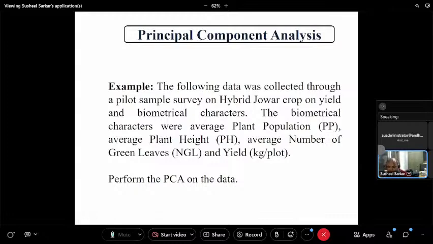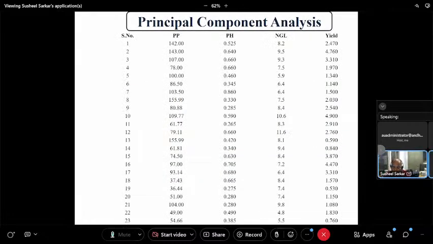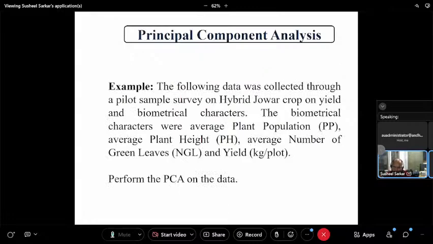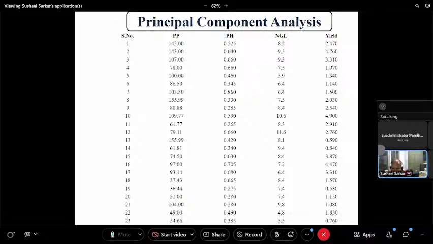Now, let's do it in a practical way. So, I am taking this data. Here, PP is plant population, pH is plant height, NGL is number of green leaves, and yield. Now, one thing to understand, this is not regression. Here, we are dealing only with independent variables. There is no dependent variable like that. So, this is not regression. We are just converting our original variables to some new variables that will follow some property. So, these are the observations.